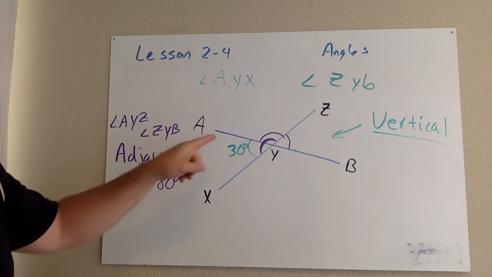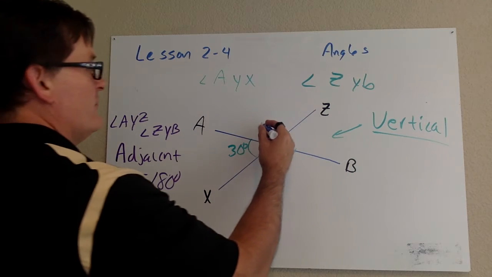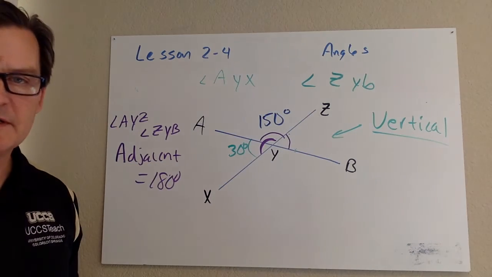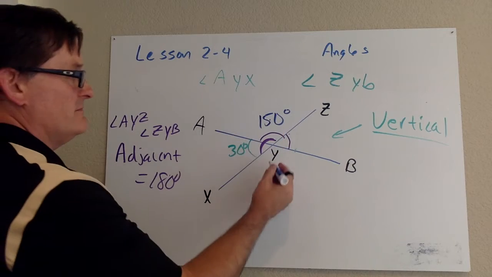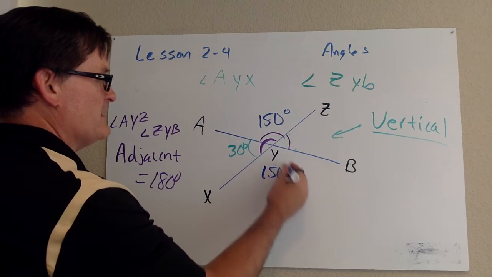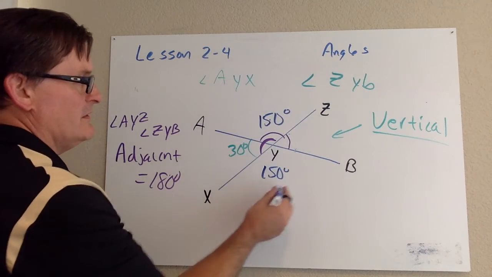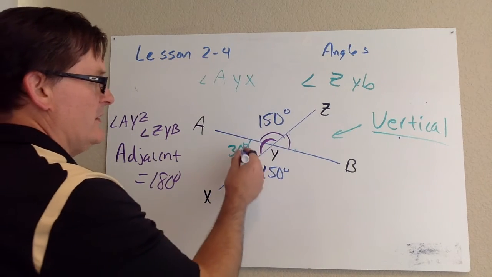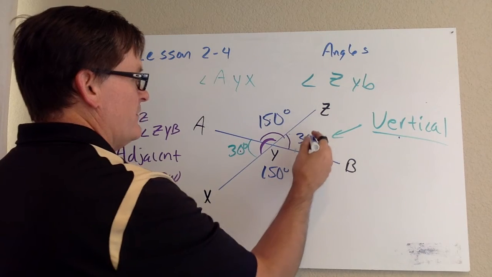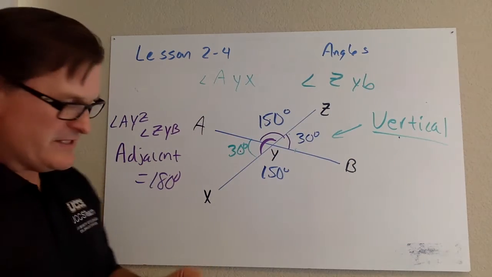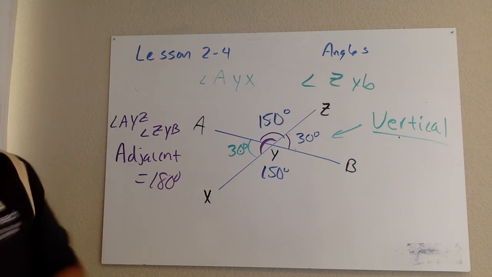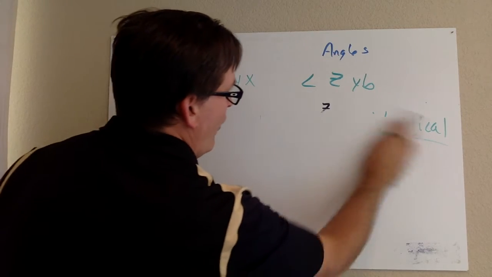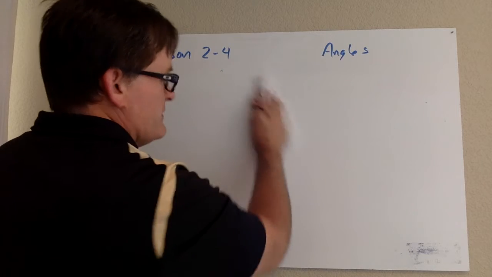So if I know this one is 30, then I know this one is 180 minus 30, or 150 degrees. And since I know that one, I know this one is 150 because it's vertical. It's the other relationship, straight across is vertical. Vertical angles are always equal. This angle is equal to 30 degrees. So if two lines intersect and I know one angle, then I can find all four angles that are formed from that intersection.